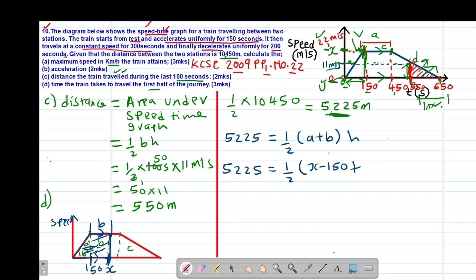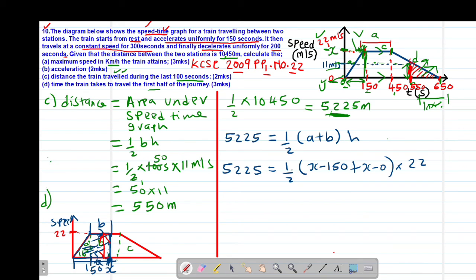Then if I add the distance A, so the A will be this lower distance, the distance from the starting point up to this point, which is X minus 0. So X minus 0. Then multiplied by the height will be the perpendicular distance between the two parallel sides, this distance here, which was actually 22. It will simply be equal to this distance, which was 22 meters per second. So I'm going to multiply with the height, which is 22. So I multiply with 22. So if we get the value of X, we would have gotten the time that the train takes to travel the first half of the journey.